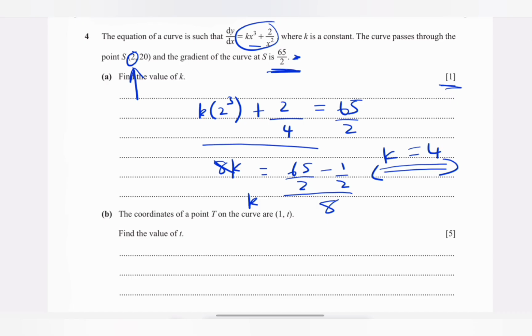Now on part B, it says the coordinates of a point T on the curve are (1, t). Find the value of t, which is the y coordinate. And if we had the equation of the curve, we're just going to substitute this 1 into that equation to get the y part. But here we have dy/dx, so we're going to integrate that expression for dy/dx and try and get the equation of the curve. Then after that, we substitute x with 1 to get the y part.